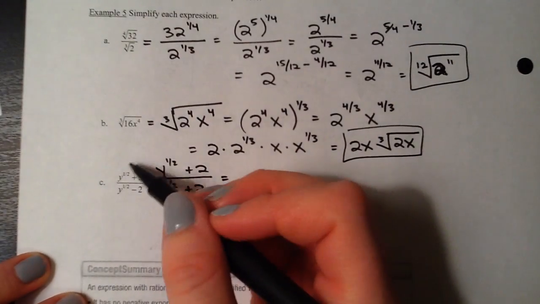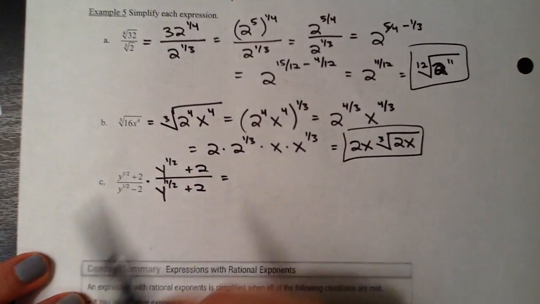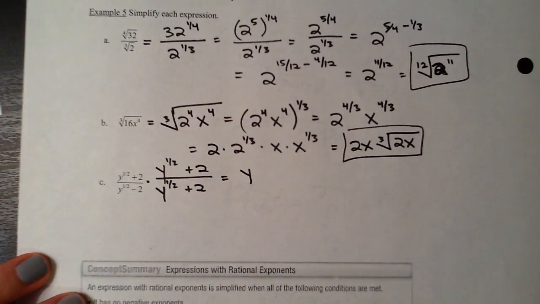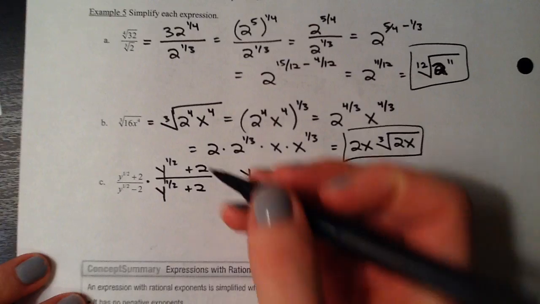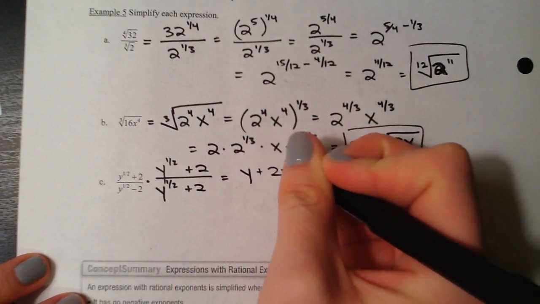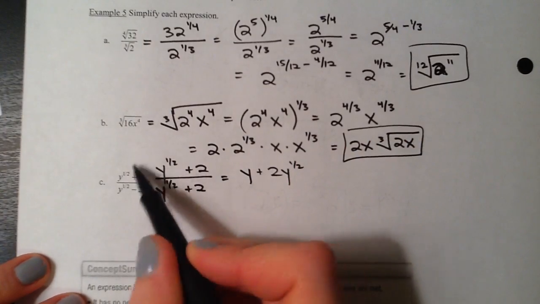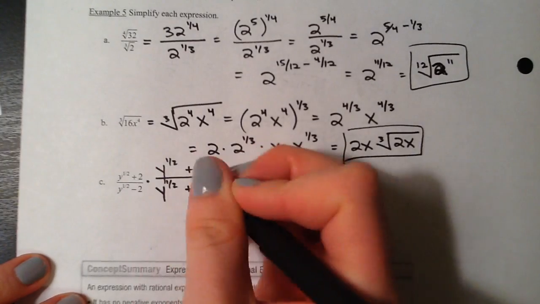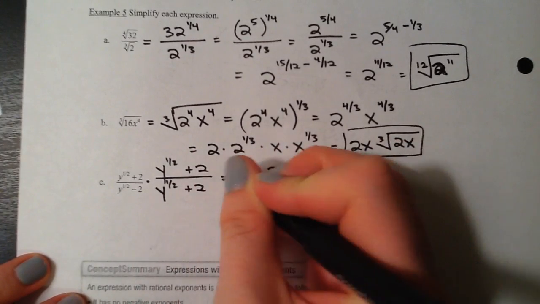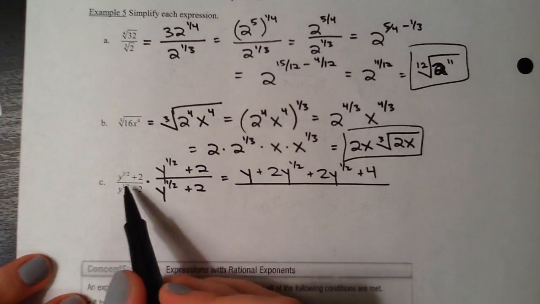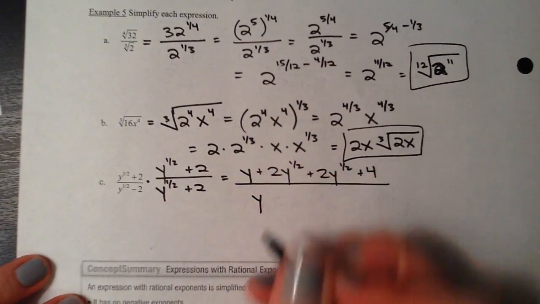Okay, FOIL them all out. Y to the 1/2 times y to the 1/2. If I do 1/2 plus 1/2, I get 1. So that's actually just a y to the first, technically. Then outside, y to the 1/2 times 2. So 2y to the 1/2. Inside, 2 times y to the 1/2. And then last is 2 times 2, which of course is 4. Over y to the 1/2 times y to the 1/2. Again, add the 1/2 and 1/2, and we get to the power of 1.